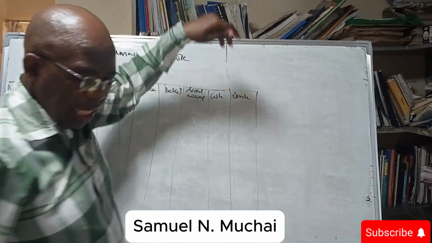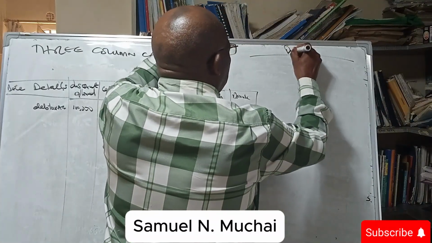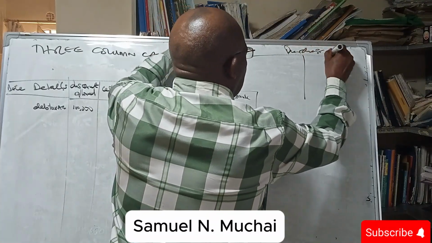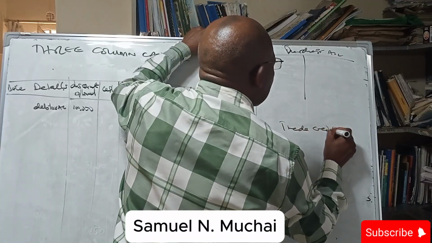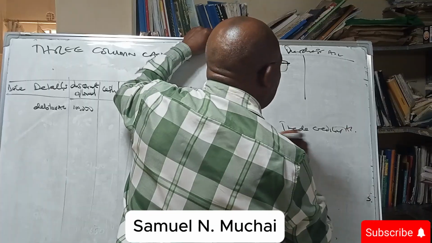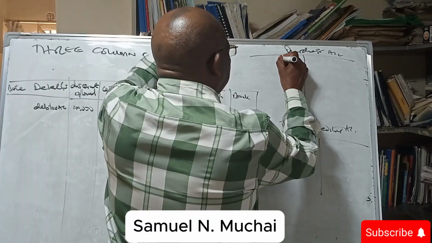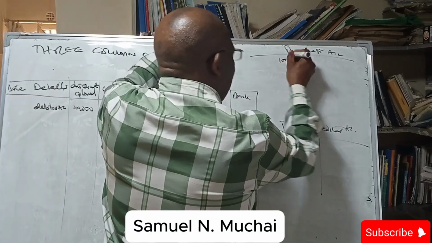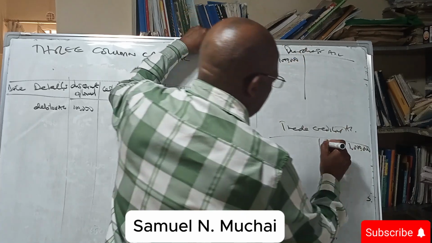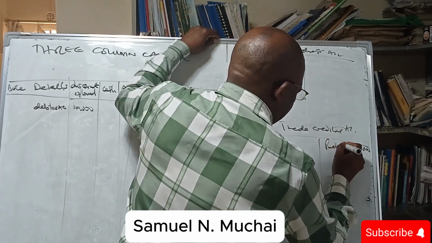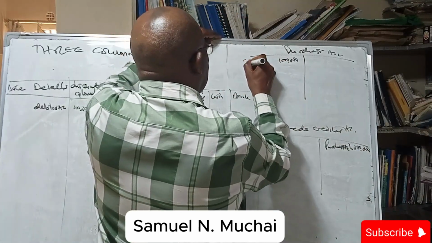If we purchase on credit, we will have an account called purchases and trade creditors. Assume that we buy goods worth 1 million shillings. So we will debit purchases with 1 million as we credit creditors with 1 million, and then we cross-reference. Here we say purchases, and here we say trade creditors.